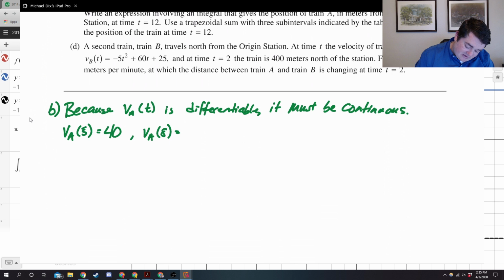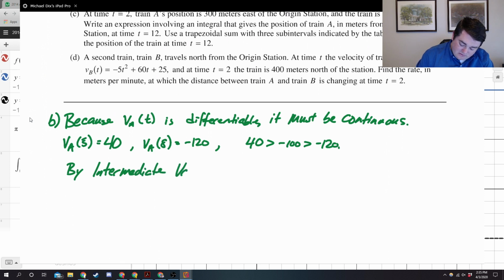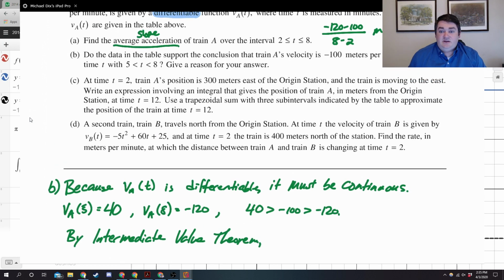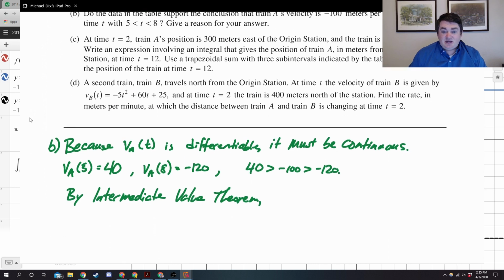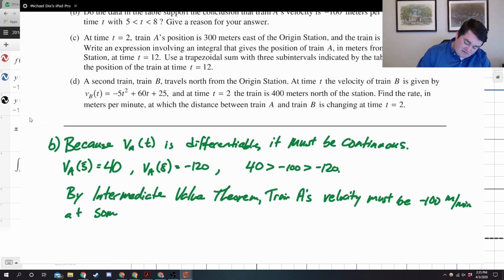V sub a of 8 is negative 120. And 40 is bigger than negative 100, which is bigger than negative 120. So by the intermediate value theorem, let's use the language from the problem here. Train A's velocity is negative 100 meters per minute at some time. It must be negative 100 meters per minute at some time between 5 and 8.